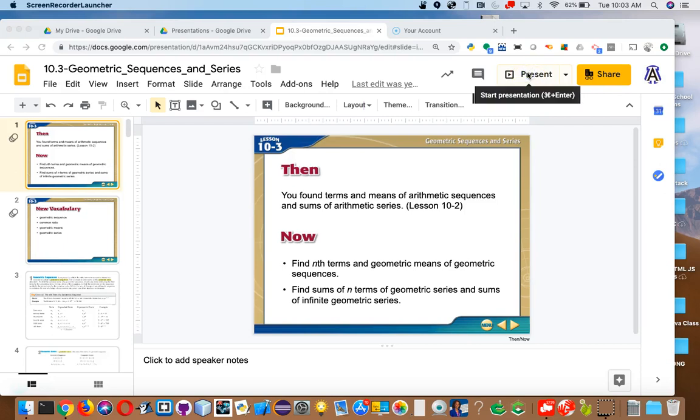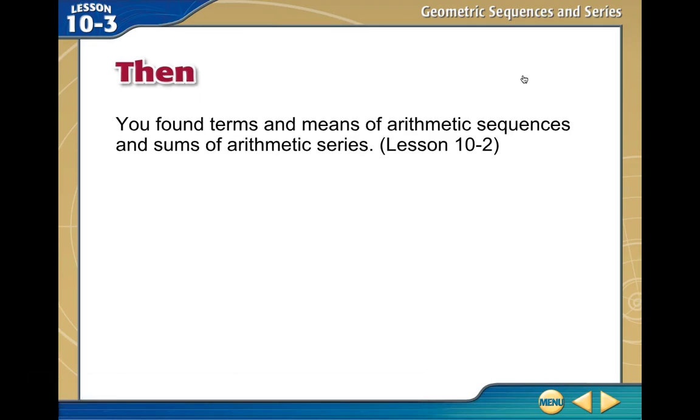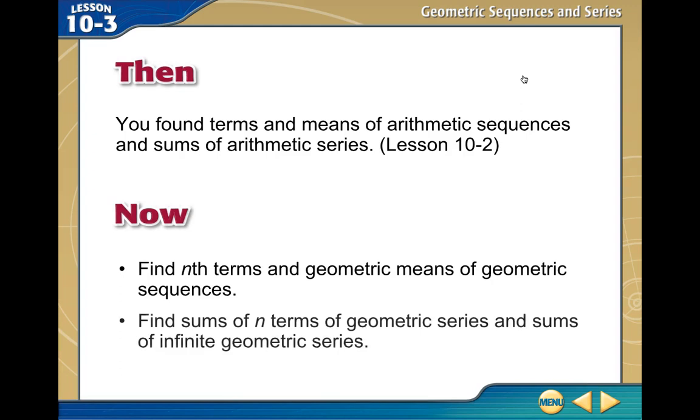Okay, so we're going to talk about 10.3, which is our geometric sequences and series, and expand on what we've talked about with arithmetic. Before, we've looked at arithmetic sequences where we have a common difference, so we're going up or down by a common value. Now we're going to look at a geometric sequence and a geometric series.